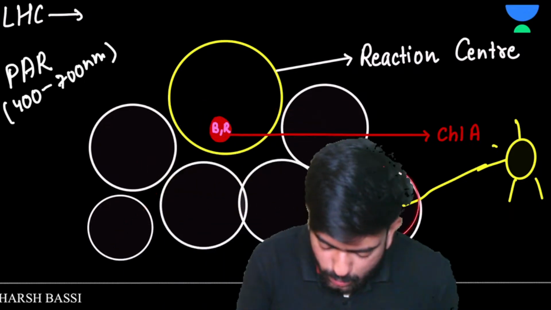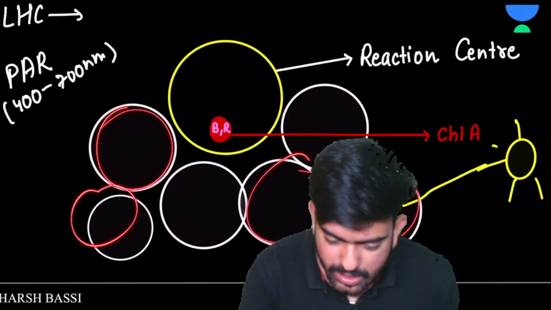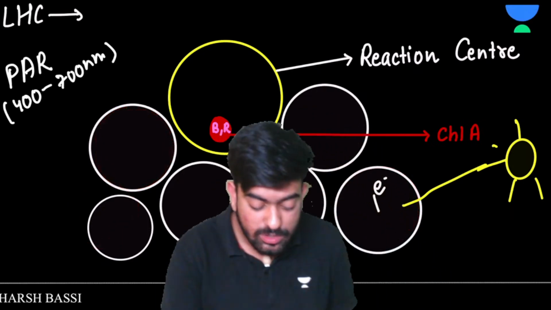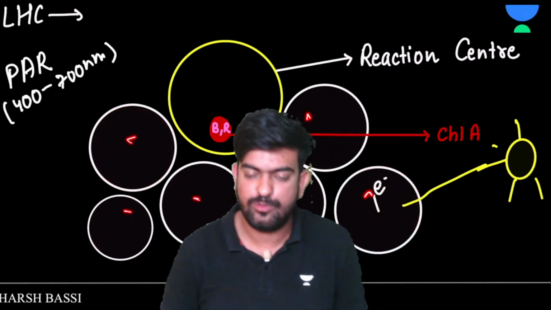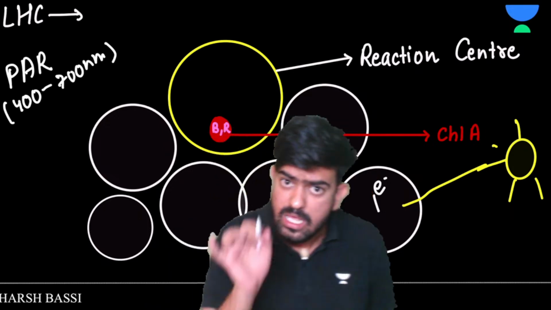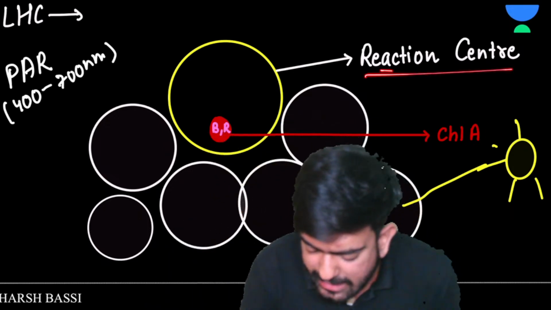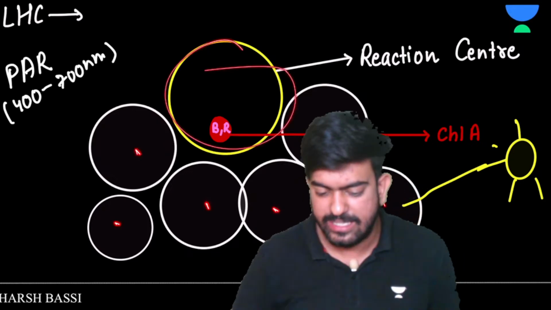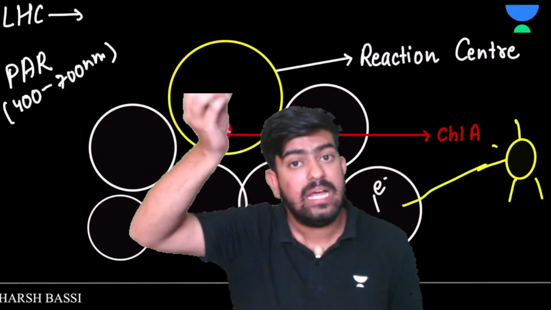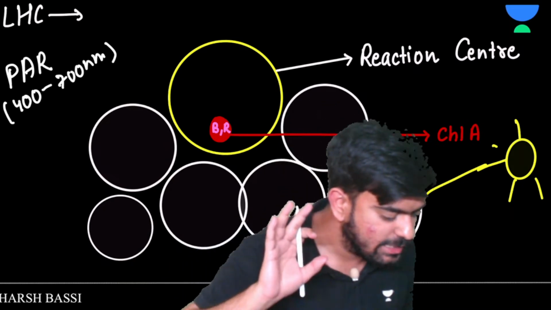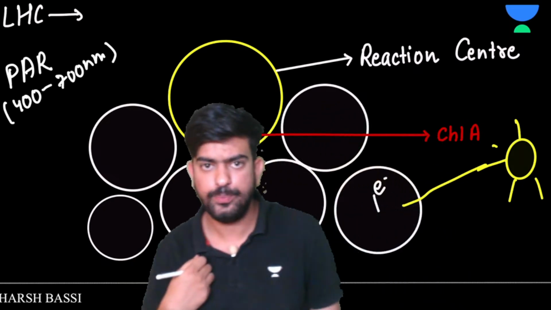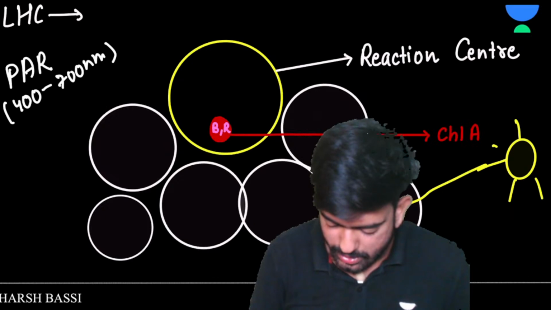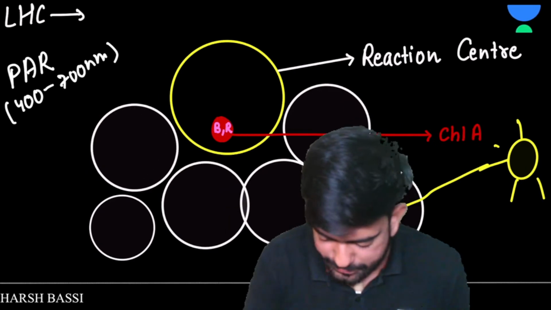These pigments don't have any other work. They can't do the actual photosynthesis. They don't have that power. The actual thing is going to be done by the reaction center. But they are helping the reaction center to grab the electrons. Clear? This much is clear to everyone? Yes or no? Great. If this is clear, let's move on.